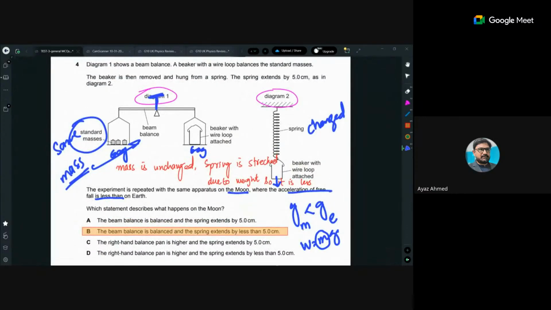So the point where the pull will be less, that is the Moon. So at the Moon, the pull is less than that of the Earth. It means the weight at the Moon is less. When the weight is less, the spring would be stretched by a smaller distance, but this would have the same reading again.